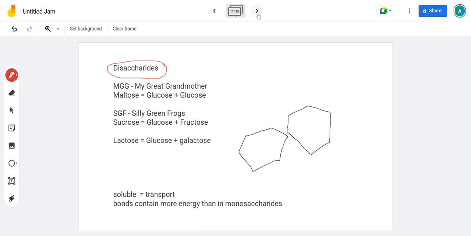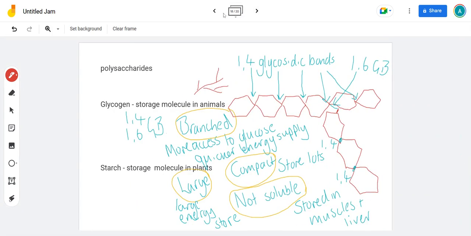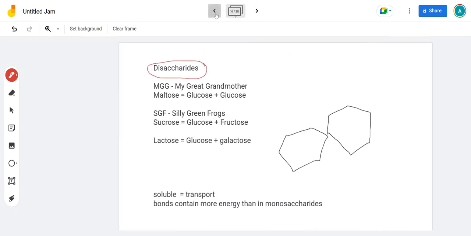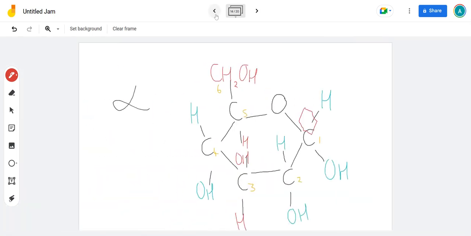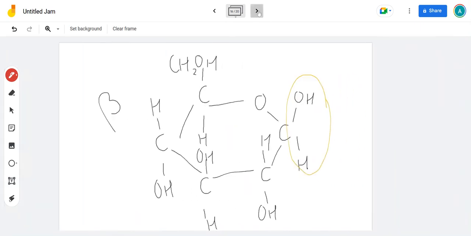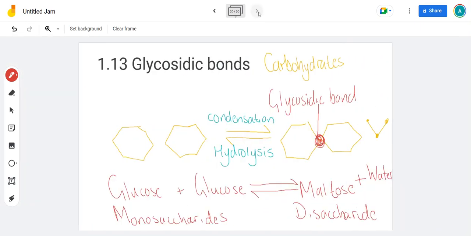So let's have a look now again at drawing our glucose molecules. Where did we draw glucose? This alpha glucose molecule that we did in the earliest point, in the glycosidic bond formation, we're going to join two of these together. All right, so let's go back.